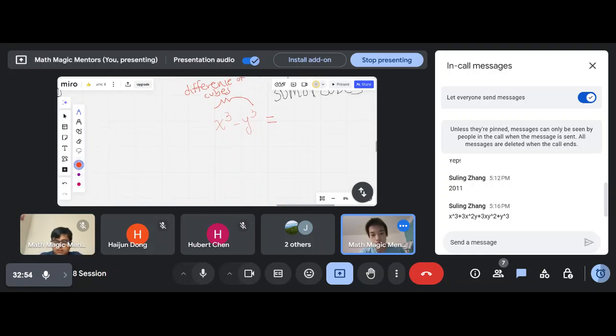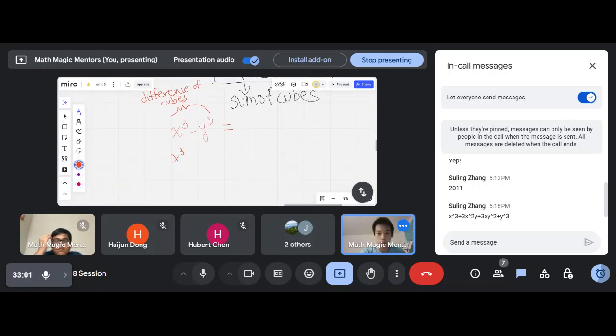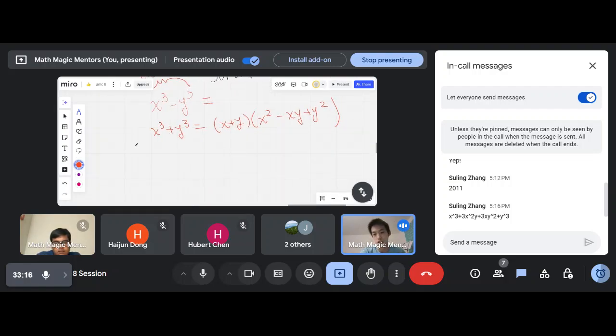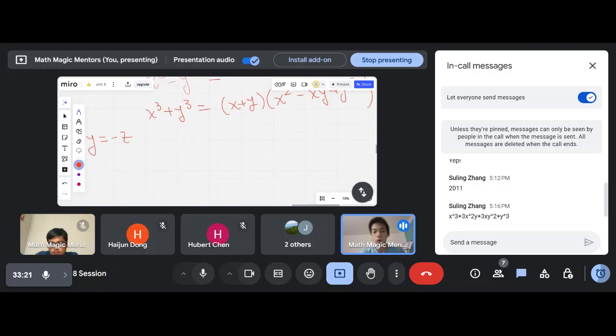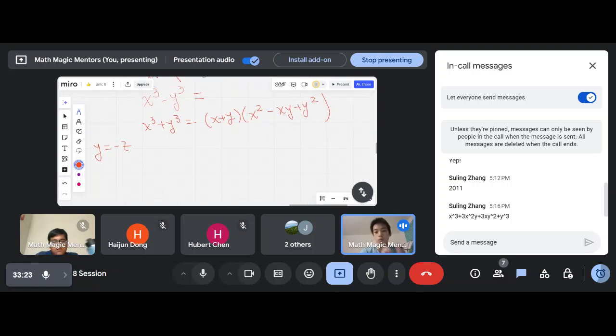And so let's start off with our known sum of cubes, which is x cubed plus y cubed. And then writing that out, it is x cubed plus y cubed equals x plus y times x squared minus xy plus y squared. And then now let's bring in our factorization, which is y equals negative z. And we'll see why naming another variable z is helpful in our situation for finding the factorization for x cubed minus y cubed.